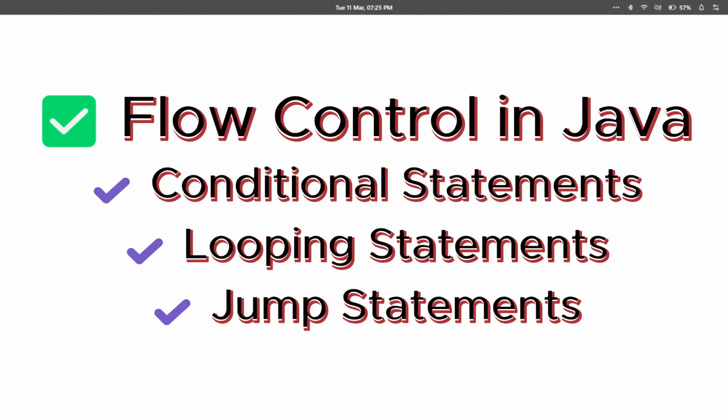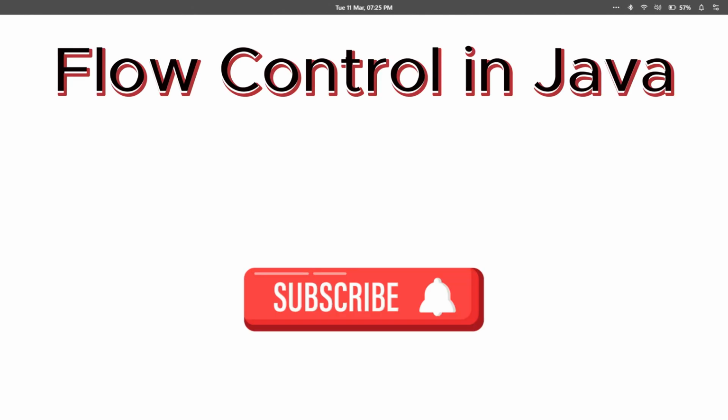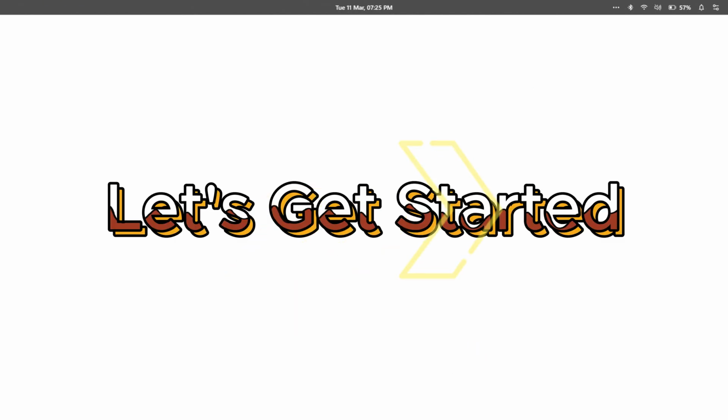Today we are exploring flow control statements in Java. These statements determine how the program executes based on conditions and loops. So let's dive in.